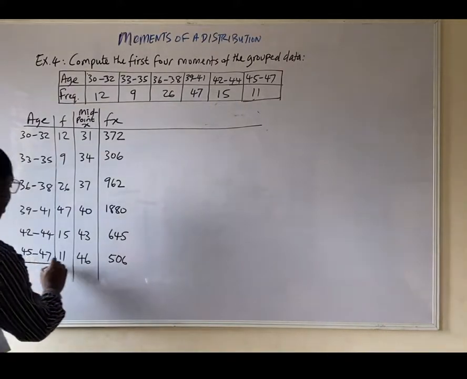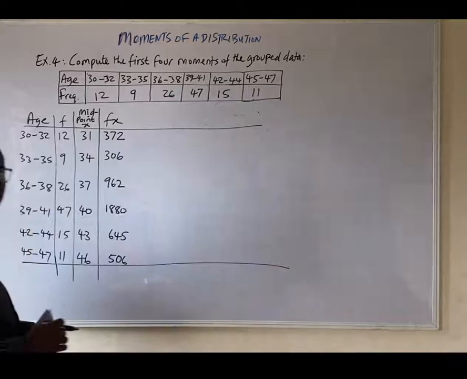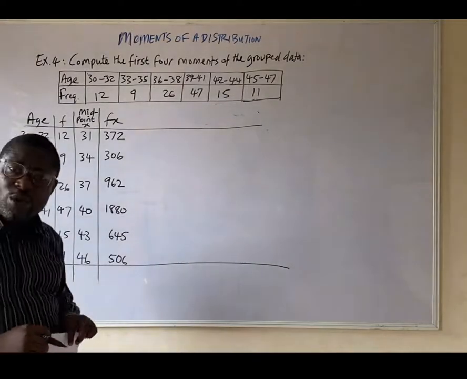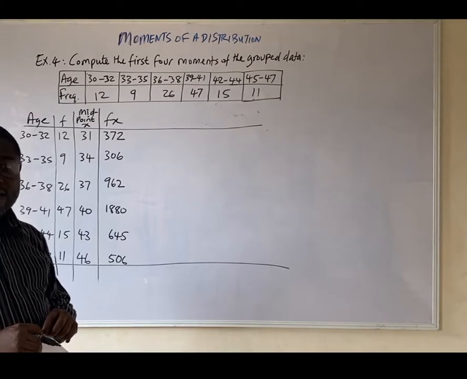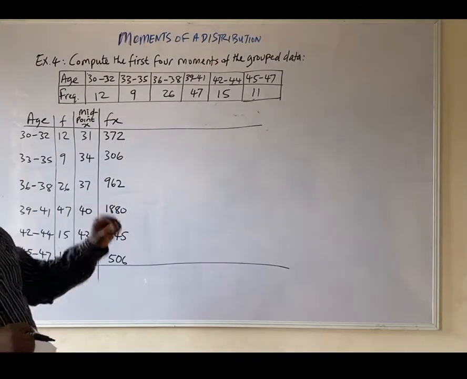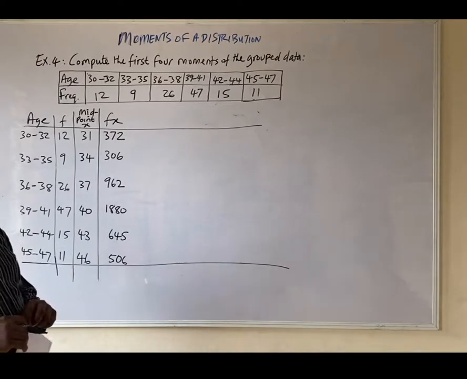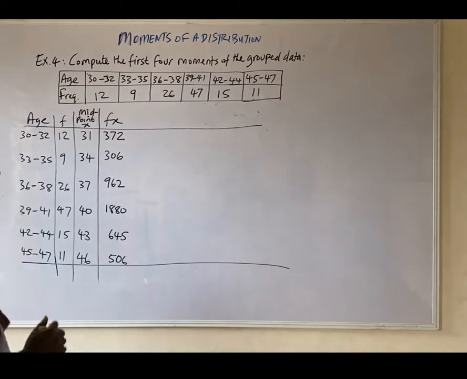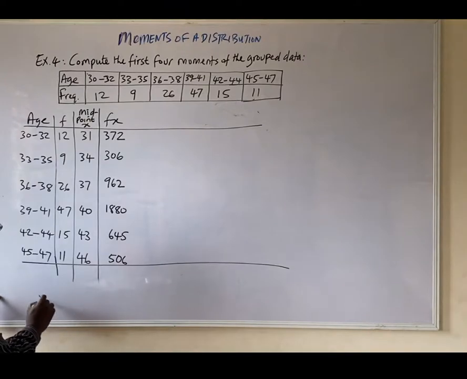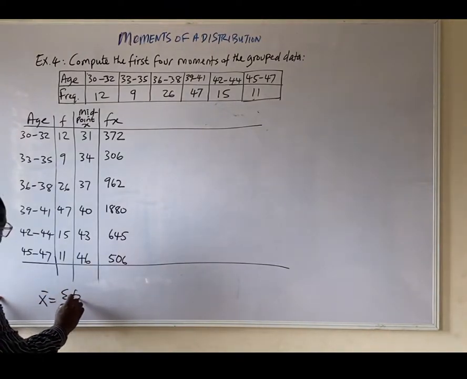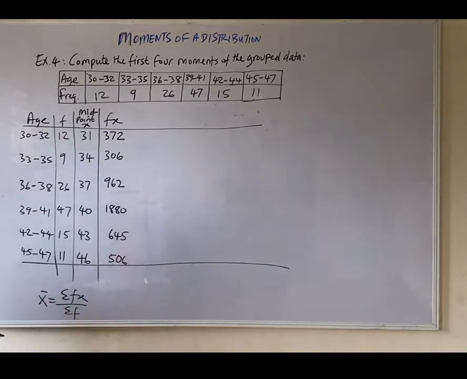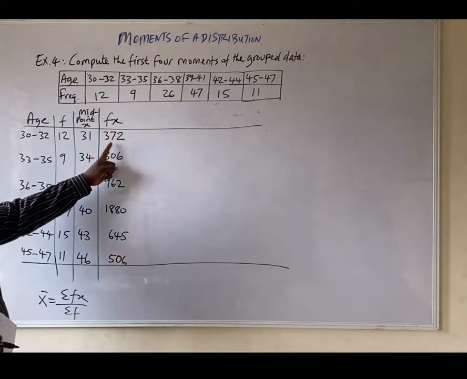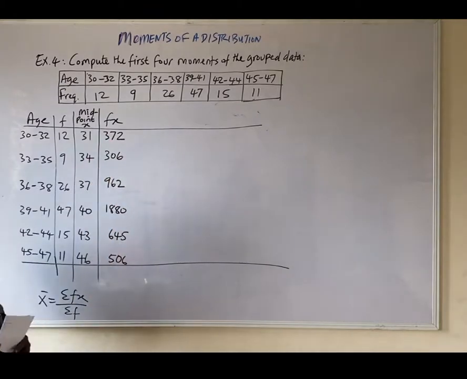We'll now find the summation of the fx. Why are we looking for the summation of the fx? It's because we need to find the mean of the distribution. And the mean of the distribution is given as summation fx divided by summation f. Can you quickly add the summation of fx here on your own?